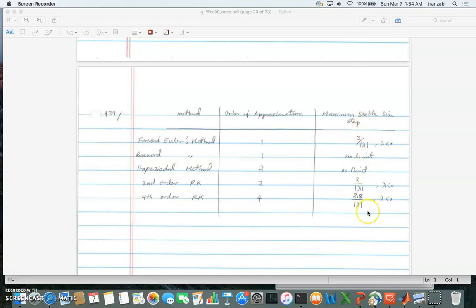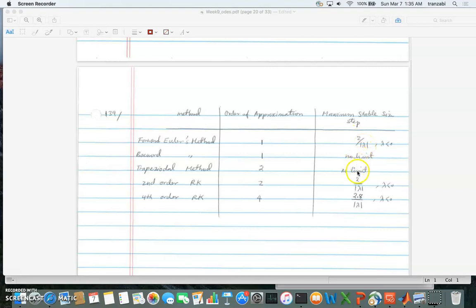And then the last column is the maximum step size that we can choose to be stable while we're solving the differential equation using the method. So in forward Euler, we know that all explicit methods are conditionally stable. Forward Euler is conditionally stable, and the condition is if lambda is less than 0, delta x should be less than or equal to 2 over the absolute value of lambda. If delta x is bigger than that, then the method is unstable.